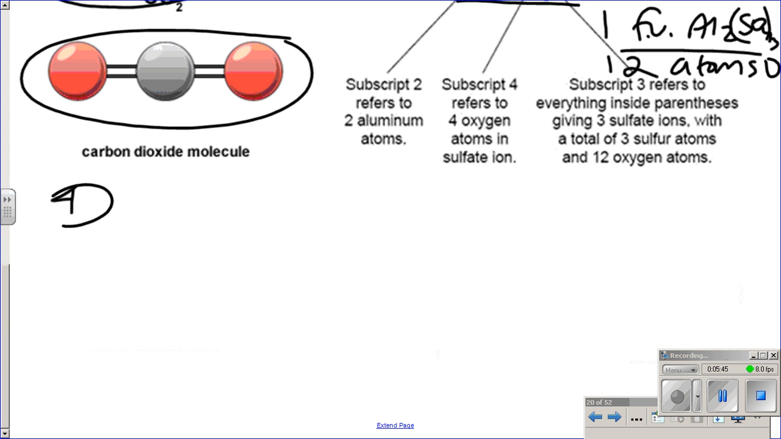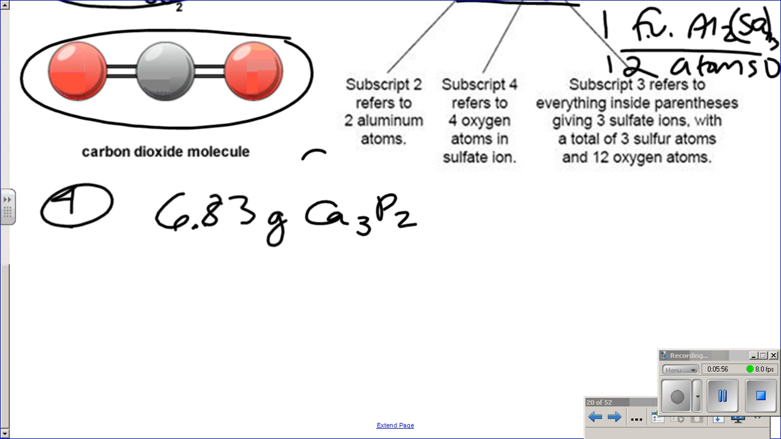You started off with 6.83. Is that right? Is that what number 4 says? Calcium phosphide. Yeah, calcium phosphide, Ca3P2. Calcium has a 2+ charge. Phosphorus has a 3- charge. How did you know "ide" meant phosphorus? "Ide" goes with the periodic table. Or "ite" or "ate," you go polyatomic, right?